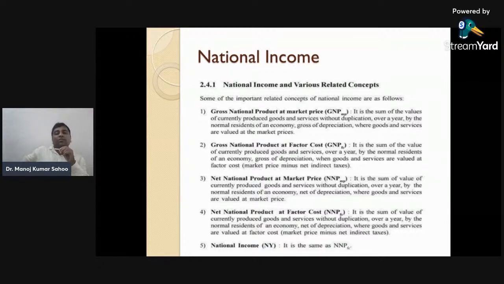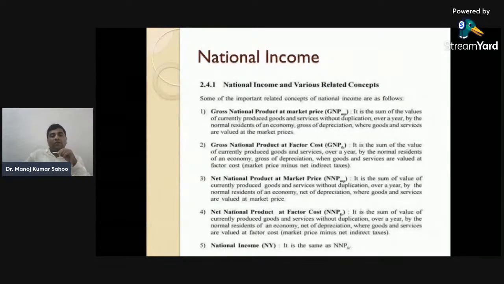GDP is also of two types. When we calculate by taking the market price of all the goods and services produced in a country, that is called GDP at market price. Now, whatever products we produce by engaging different factors of production like land, labor, capital, organization, the basic factors of production, that is called GDP at factor cost.